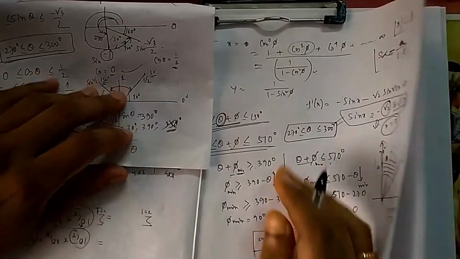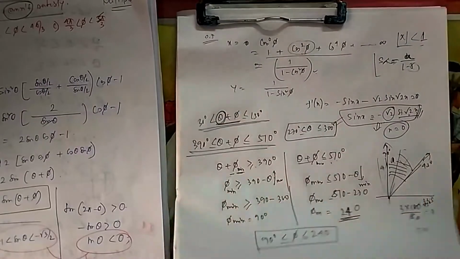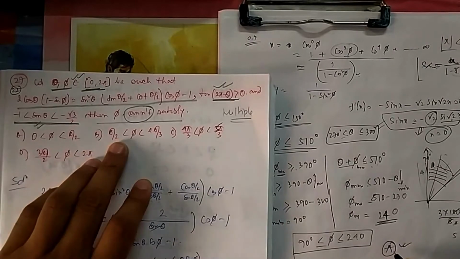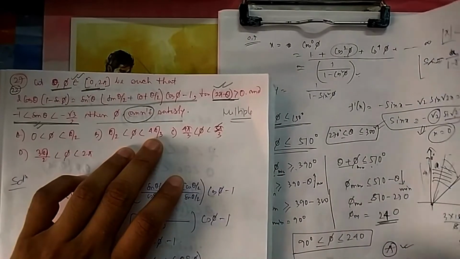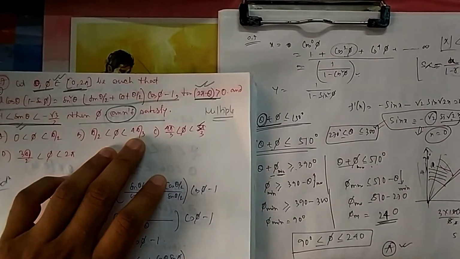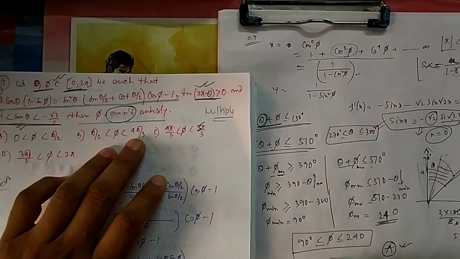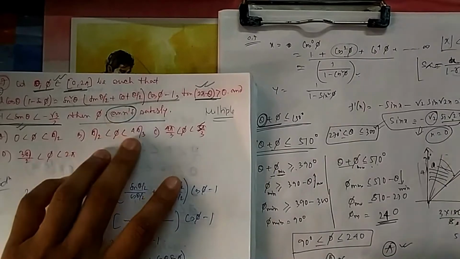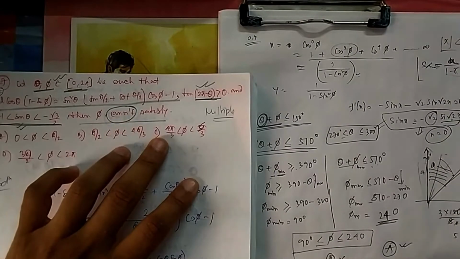Now you see which option doesn't satisfy; that will be the answer. Not satisfied, because it cannot be. First option, 0 to 90, so obviously A will be an answer. Second option, 90 to 4 pi by 3. What is 4 pi by 3? 180 by 3 into 4, that is 240. So B will not be the answer, because B can be, but here it is asking cannot. The actual answer is B, but they are asking cannot, so B will not be the answer.